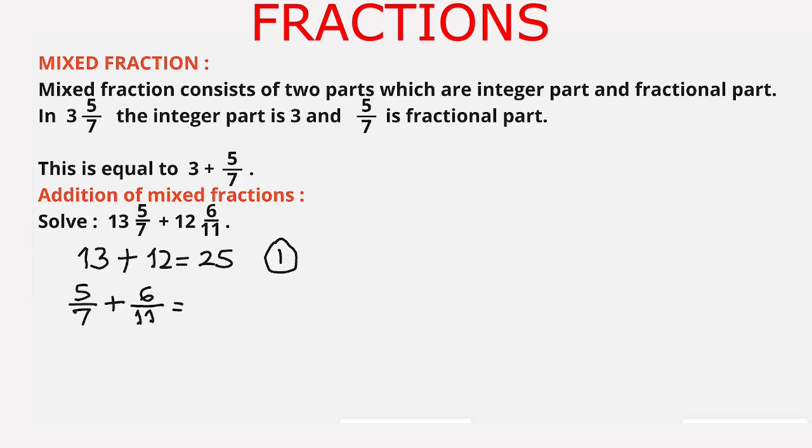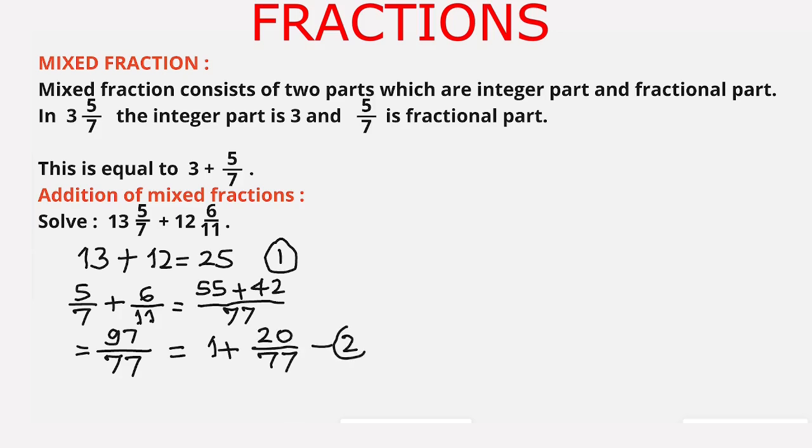We will take the LCM of denominator and LCM of 7 and 11 is 77. 7 divides 77 for 11 times and 11 times 5 is 55. So we write 55 plus 11 divides 77 for 7 times and 7 times 6 is 42. This is equal to 55 plus 42 is 97 upon 77. And this is equal to 1 plus 20 upon 77. This is our step 2.